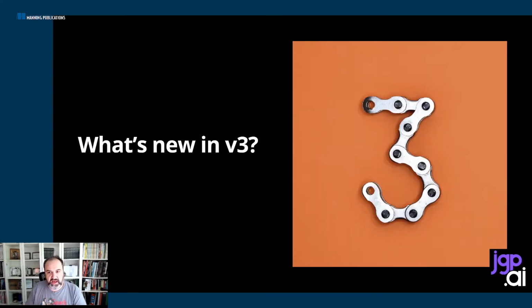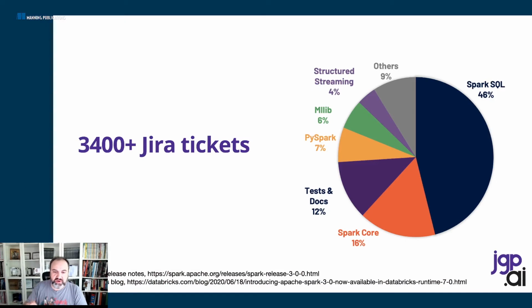Before that, I would also like to go a little bit over what's new in Spark version 3. Spark version 3 has been released really recently. Version 3.0.0 came in June, and 3.0.1 is one week old or so. There have been 3,400 Jira tickets that have been corrected or added in terms of new features. So it's a massive new release, and you can relate it to the diagram I showed you before.